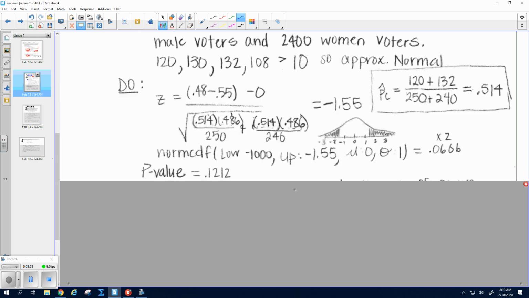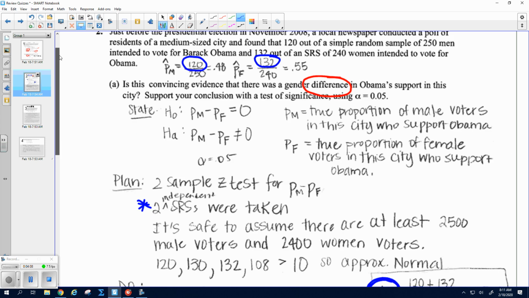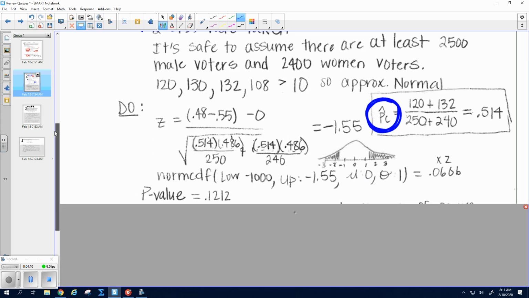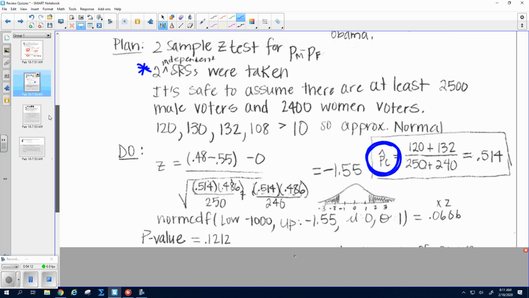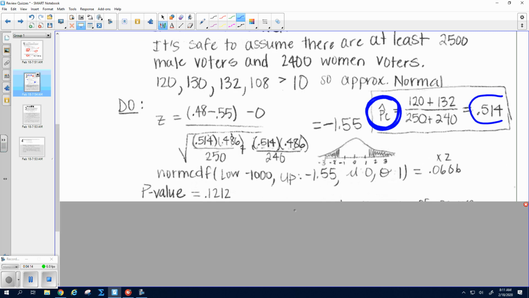Okay, for the do part, I would like to see all of this work, even though your calculator can do a lot for you. Remember, on significance tests, you have to do P combined. All right, so this is P hat combined. We add our top 2 numbers from our P hats, the 120 and the 132, and we add our N's, the 250 and the 240. And that gives us a P combined of 0.514, which goes here.